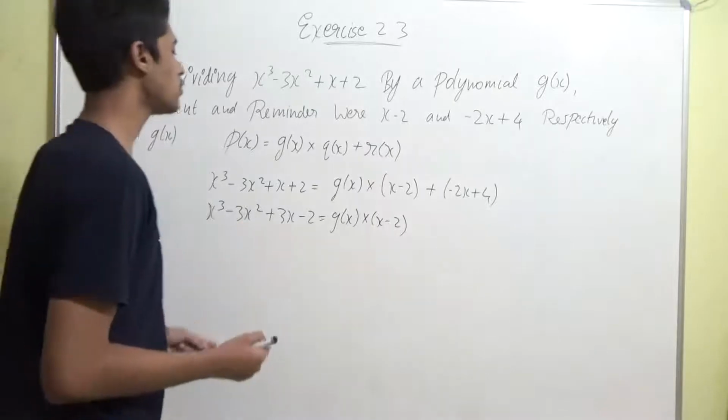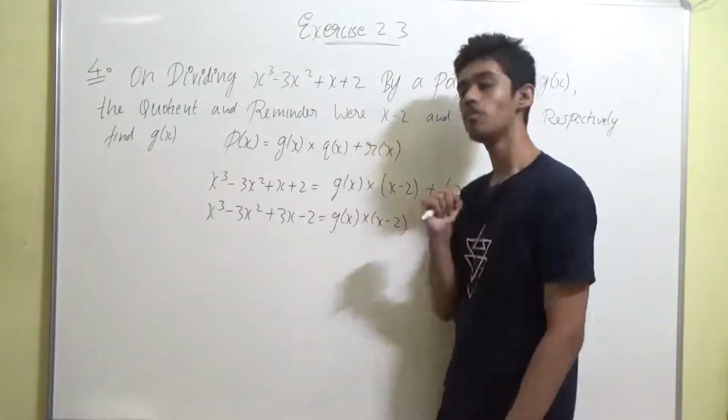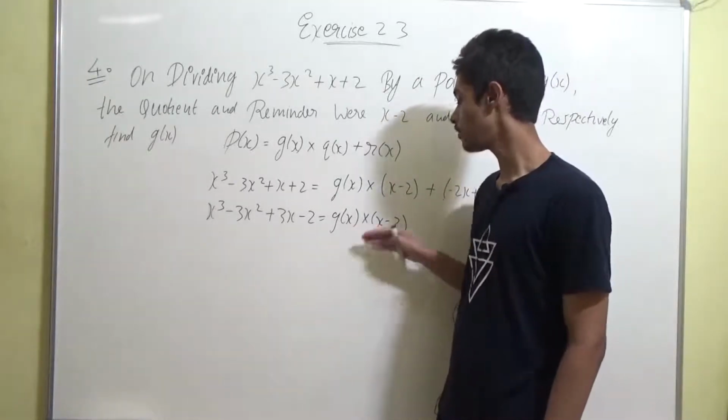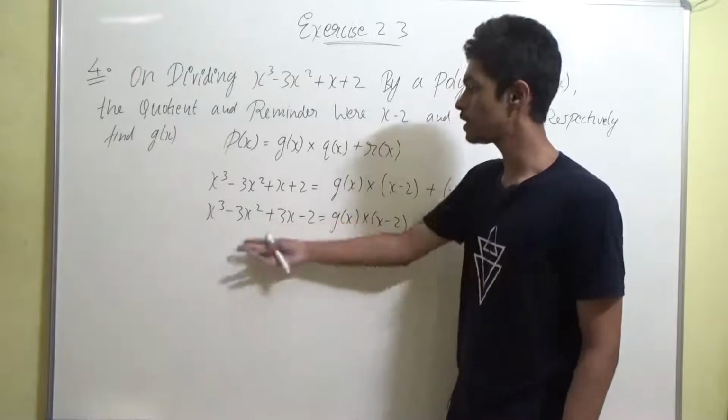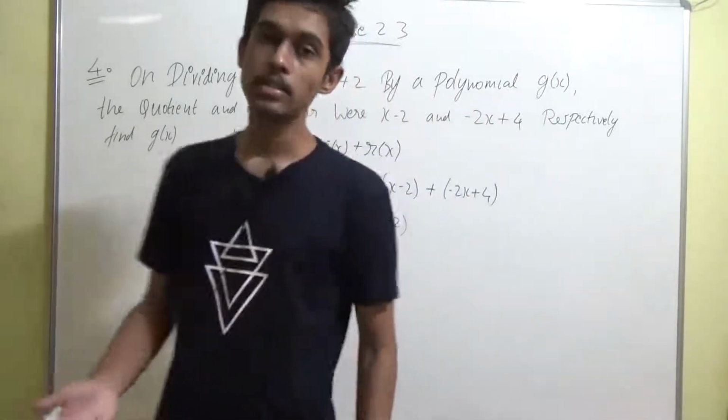Now to find g of x, we are going to divide this polynomial with this polynomial, guys. Why? Because it's in multiplication, right? When you have to find g of x, you have to take it down, right? It comes in division. It's simple algebra. Now let's divide, guys.